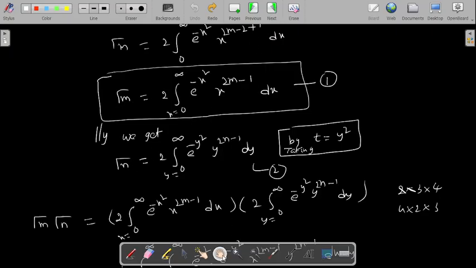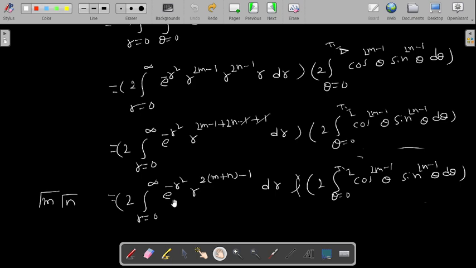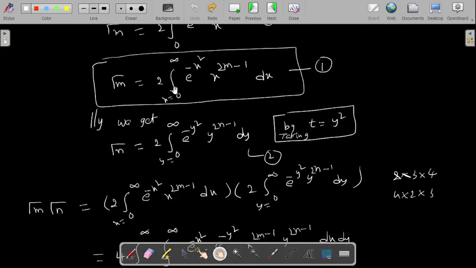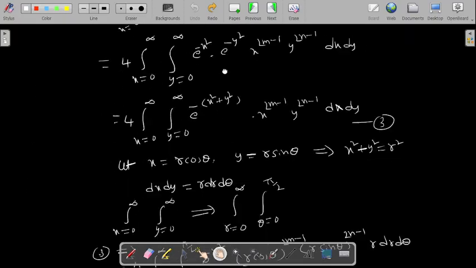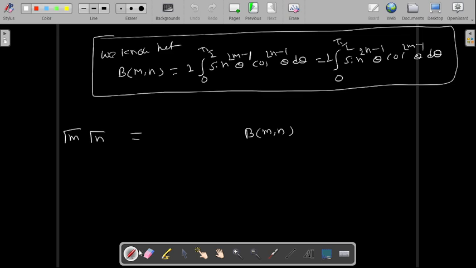Can anybody say what is this value now? e power minus r square, r power 2, m plus n minus 1. Look at the format once again: 2 into e power minus x square, x power 2m minus 1 dx, 2m minus 1 means gamma m. Now tell me what this becomes: e power minus r square, r power 2m plus n minus 1. What is this factor? Can anybody? Gamma m plus n. Very good. Excellent. So gamma m plus n.